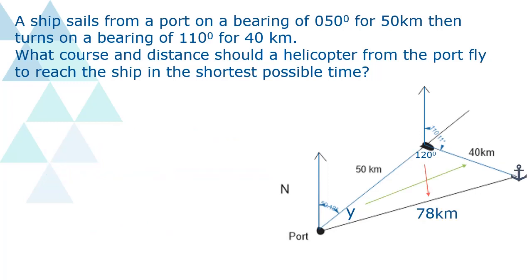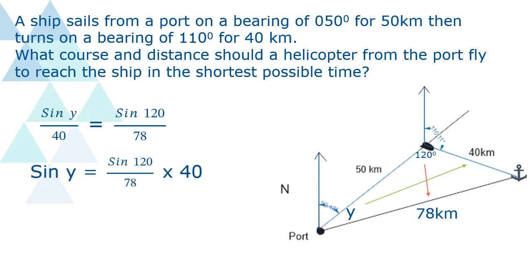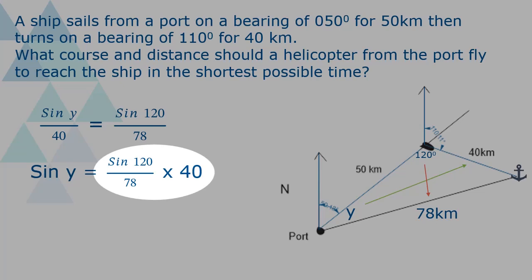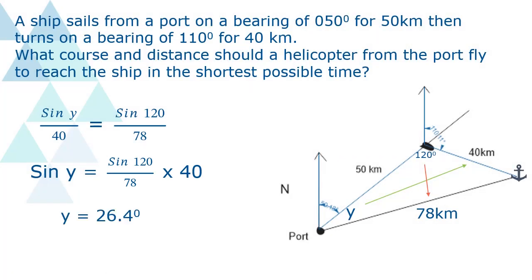Now, to find the measure of the angle y, we can apply the sine rule. As you can see, we have y and its opposite side, which is 40 kilometers, and we have the angle 120 and its opposite side, which is 78 kilometers. And the rule says that sine y over 40 is equal to sine 120 over 78, or sine y is equal to sine 120 over 78 times 40. And y is equal to sine inverse this quantity. With a calculator, you'll find that y is equal to 26.4 degrees.